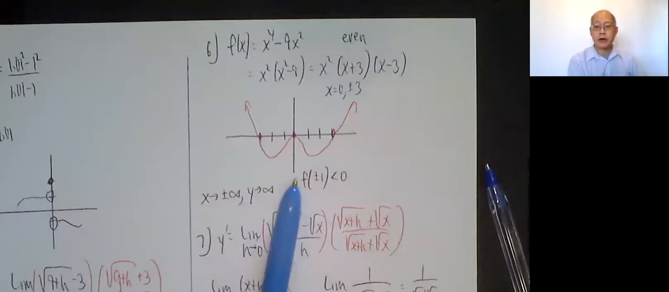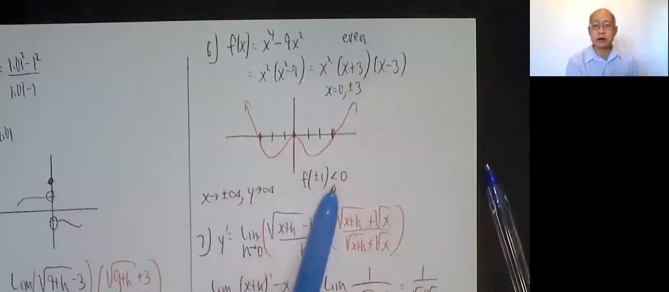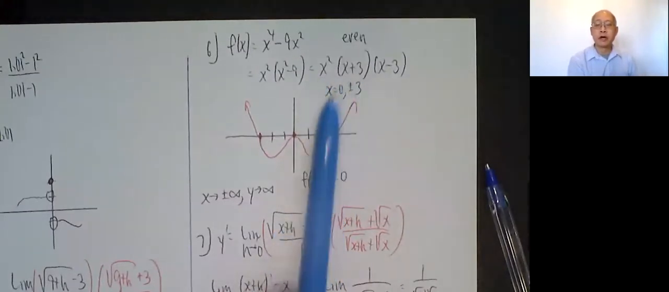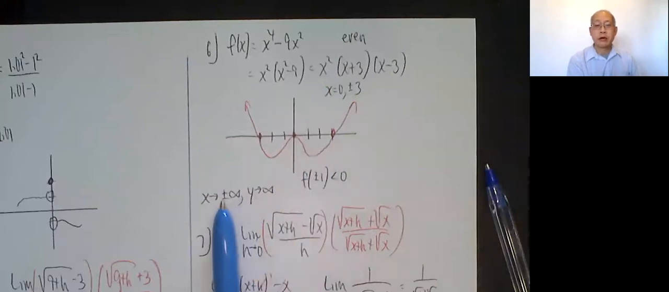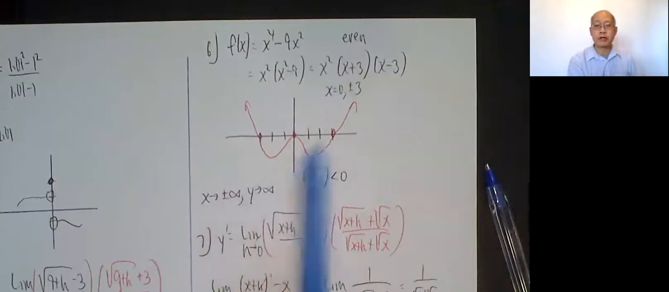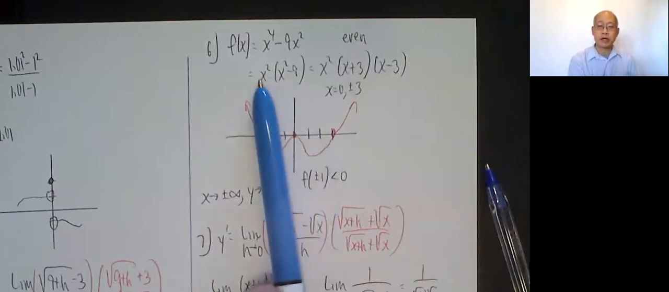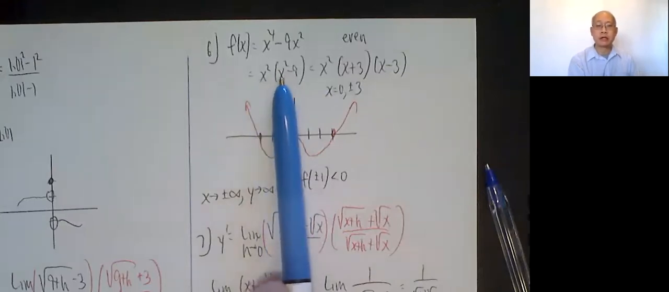All right, so what I have here, f of plus or minus 1 is less than 0. If I put either a 1 or negative 1, I end up with a number less than 0. And when x approaches either positive or negative infinity, then y approaches infinity. If I plug in a super big number, it's big positive times big positive. And if I plug in a big negative number, same thing, big positive.